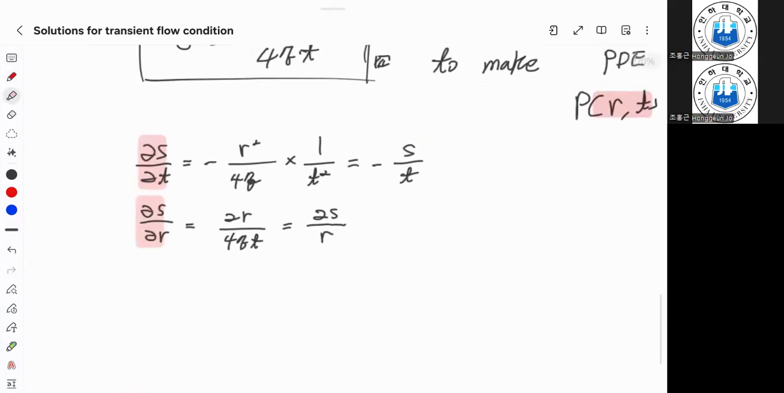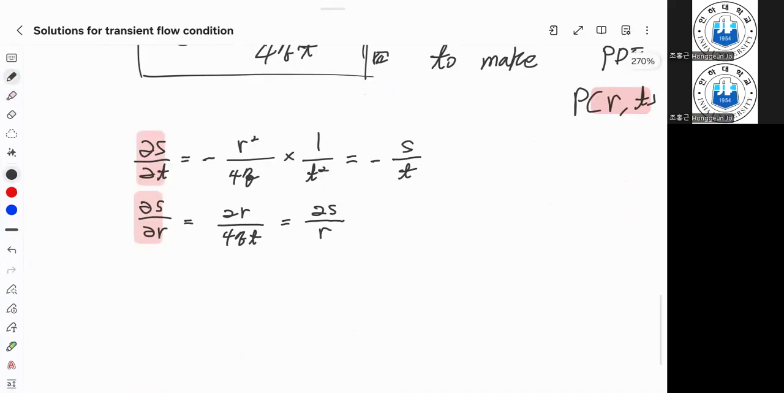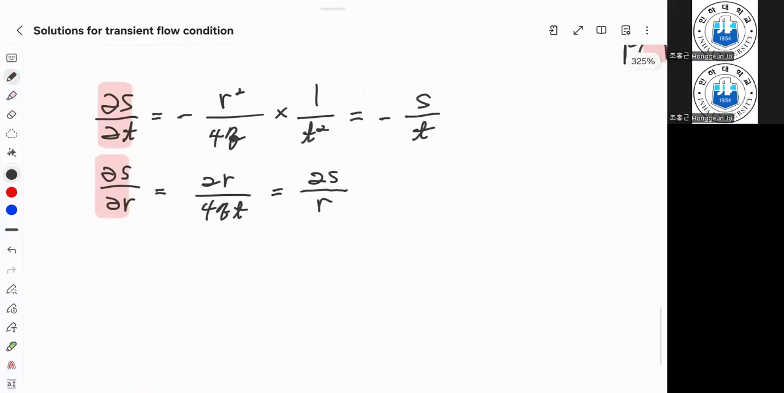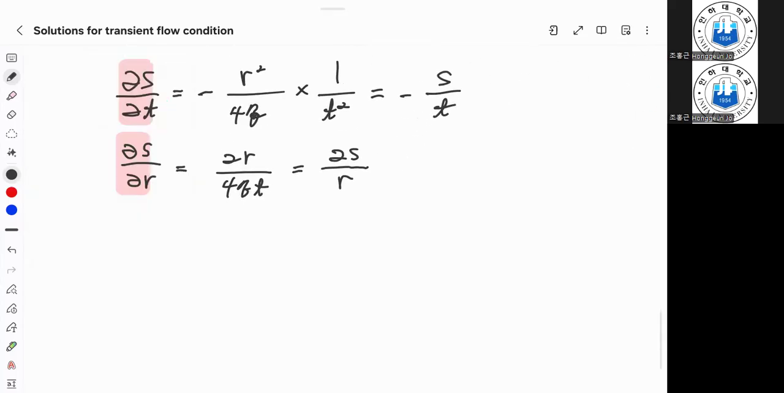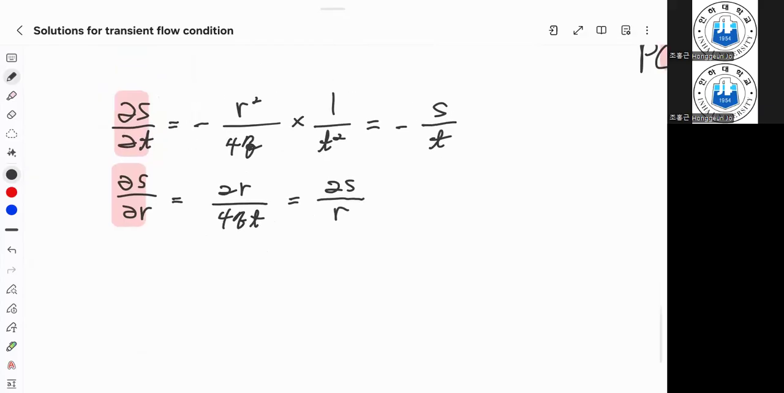So we have to take a derivative with respect to r one more time. If I take the second derivative, okay, I will stop here.